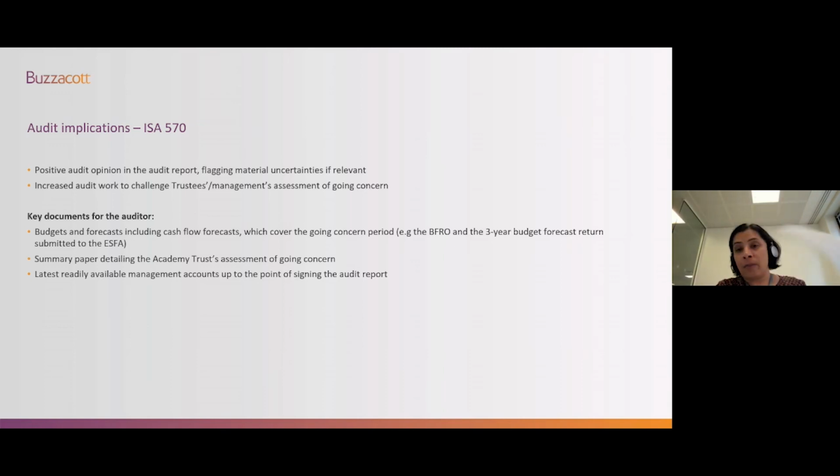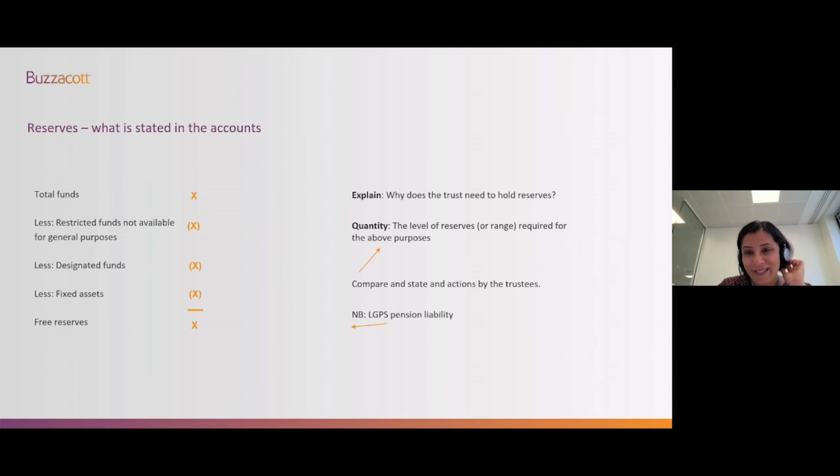And then the very last slide before I finish is in relation to reserves. Again, this just needs a little bit of planning. This is in relation to your free reserves. Every Academy Trust has to have a reserves policy. And the objective is that in your financial statements and the trustees' report, you have this policy, and then you state where you are at the year end.